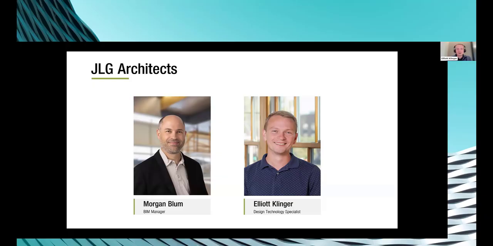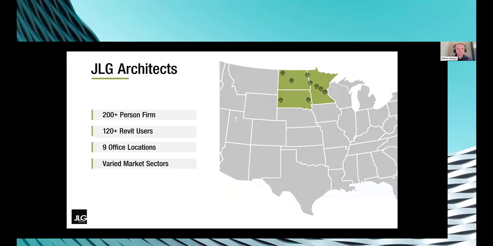But before we get to that part, I really do want to give a high-level overview of what JLG is, just so you can get a better understanding of the context that Morgan and I are working within. So Morgan, if you want to go to the next slide. JLG is at its basic a 200-person firm with 120 active Revit users spread out across at least 9 offices. And we work on a variety of different project types and market sectors, from multifamily to healthcare to higher education to ice hockey arenas, sports and civic spaces as well.